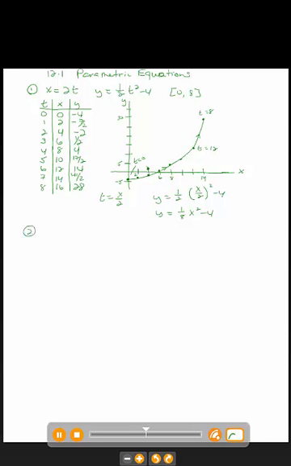So example 2 wants us to look at x equals 4 cosine of 2 pi t, y equals 4 sine of 2 pi t, for t between 0 and 1. The trick on this is to pick values that we know. So this is x and this is y. From 0 to 1, I'm going to start at 0, and I think I'm going to go by eighths.